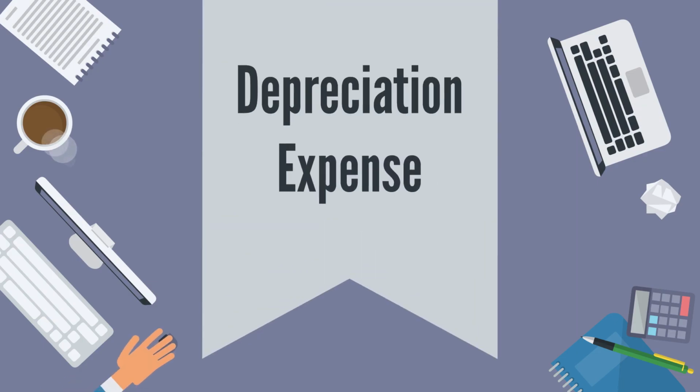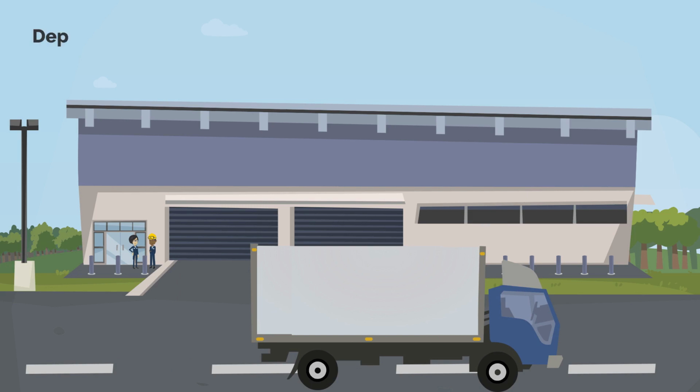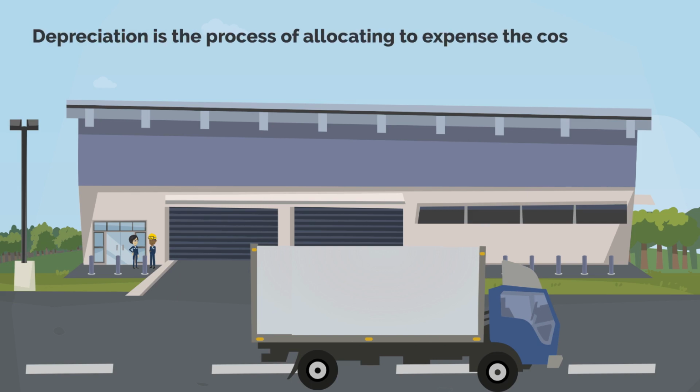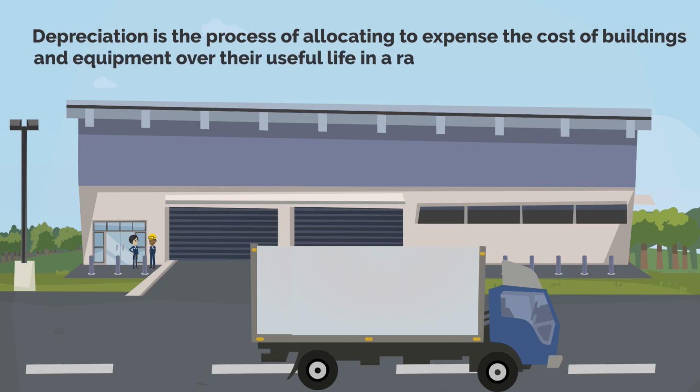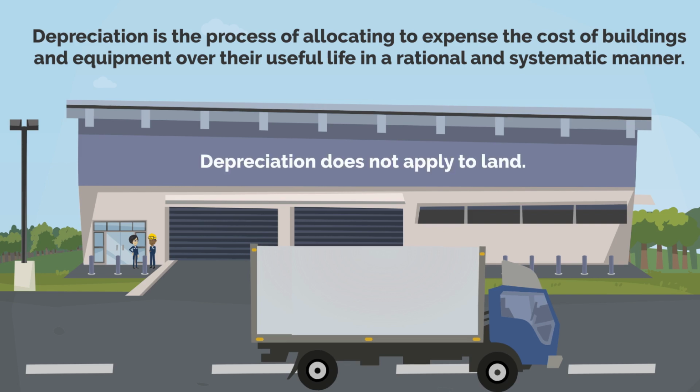In this video, we will discuss depreciation expense. Depreciation is the process of allocating to expense the cost of buildings and equipment over their useful life in a rational and systematic manner. This allocation properly matches expenses with revenues because it distributes the asset's cost to the periods that generate revenue from its use. Depreciation does not apply to land.